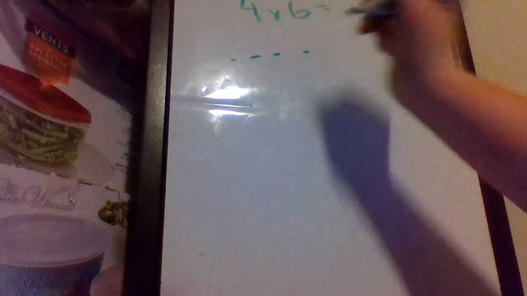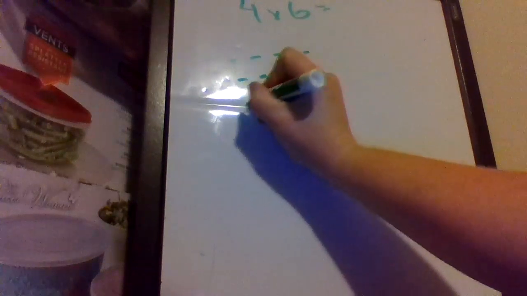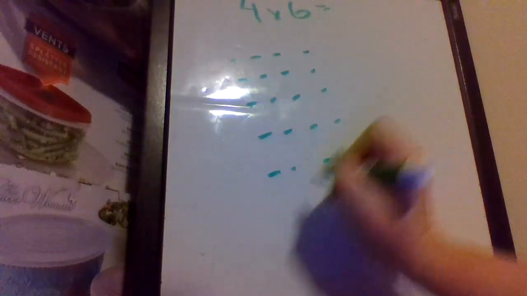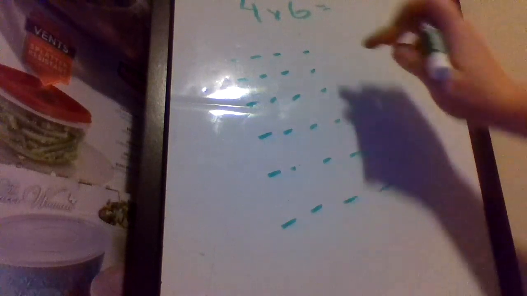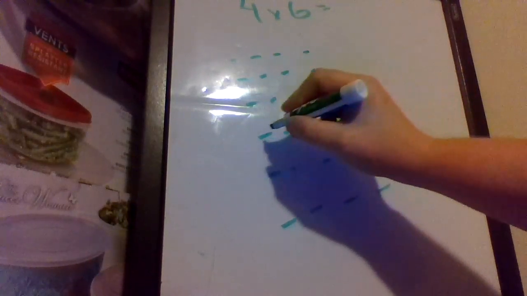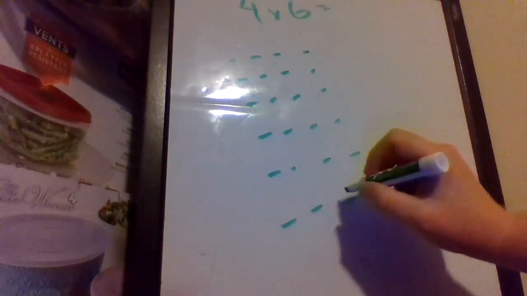If you don't, then I showed you something in an earlier video called an array. So we just make 4 little marks. 1, 2, 3, 4. And we're going to do that 6 times. 1, 2, 3, 4, and so on, and that's 6 times. Now we count all the marks. 1, 2, 3, 4, 5, 6, 7, 8, 9, 10, 11, 12, 13, 14, 15, 16, 17, 18, 19, 20, 21, 22, 23, 24. So, 4 times 6 is 24.